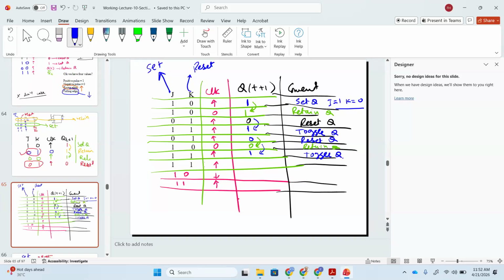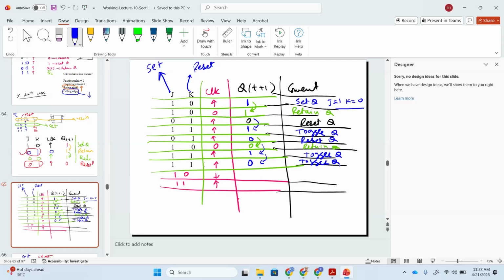Okay, now we have 1 1, and there is a rising edge of the clock. What will happen? Anyone may answer. Zero. Yes, zero. Who said it? Junaid. Okay, I will mark it for the third time, but not anymore. So now you can see this toggle. It will be zero. This is actually toggle Q.